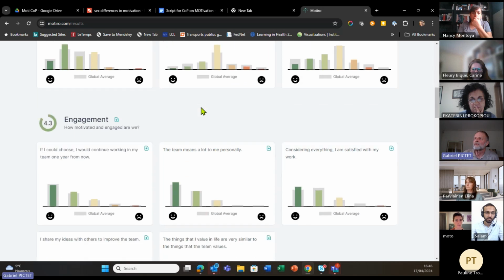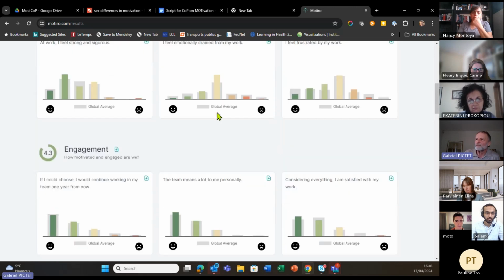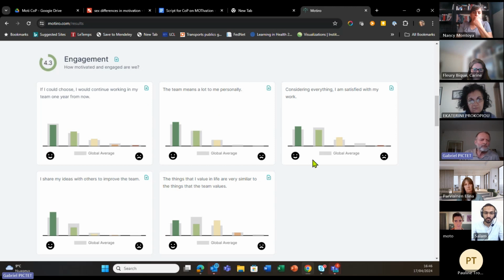Then we move on to what we call engagement. So engagement is how much we engage in our work. So, if I could choose, I would continue working in my team. The idea is to start with the motivational outcomes, and we just look at the distribution of answers, which are actually very meaningful. When you're with 5 or 10 or 15 colleagues, you can actually start opening up on how you really feel about these different things, and that's how the teams can come up with solutions.